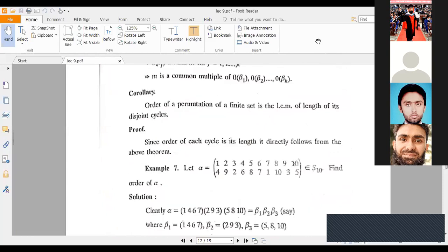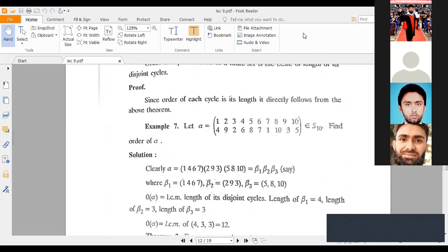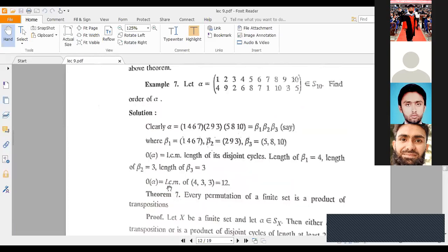See example number 7. Now alpha is a product of disjoint cycles, means B1, B2 and B3. Now B1, B2 and B3, what is the order? LCM of the lengths of the disjoint cycles. Length of B1 is 4, length of B2 is 3, length of B3 is 3. Take the LCM of 4, 3, 3, which is 12. It means here, what is the order of this? It is 12.